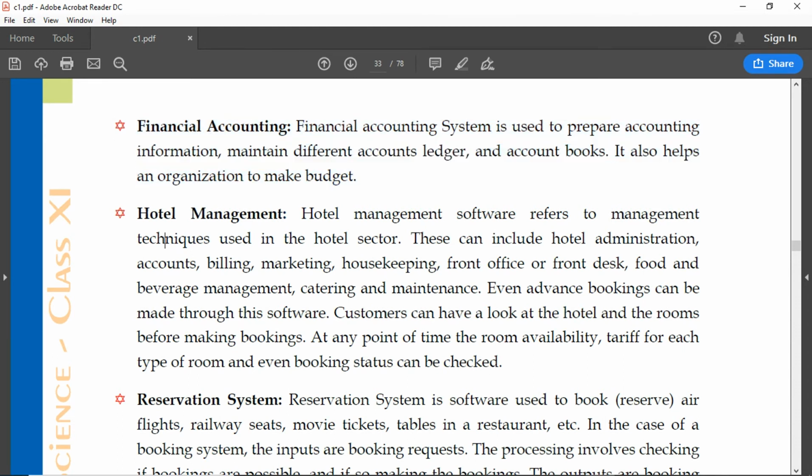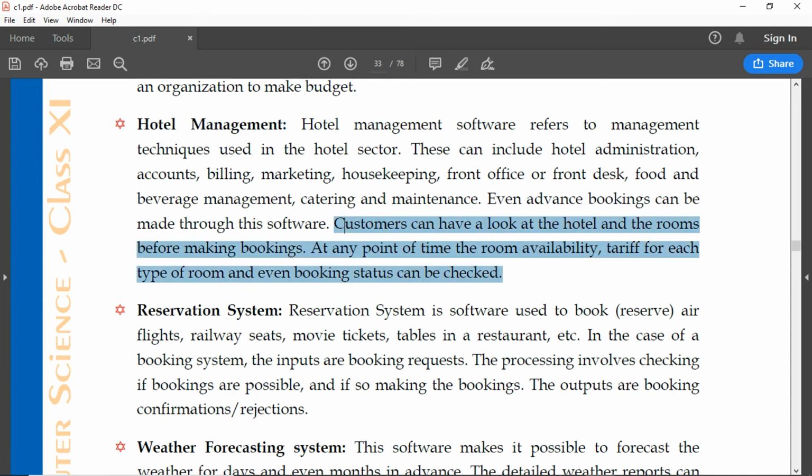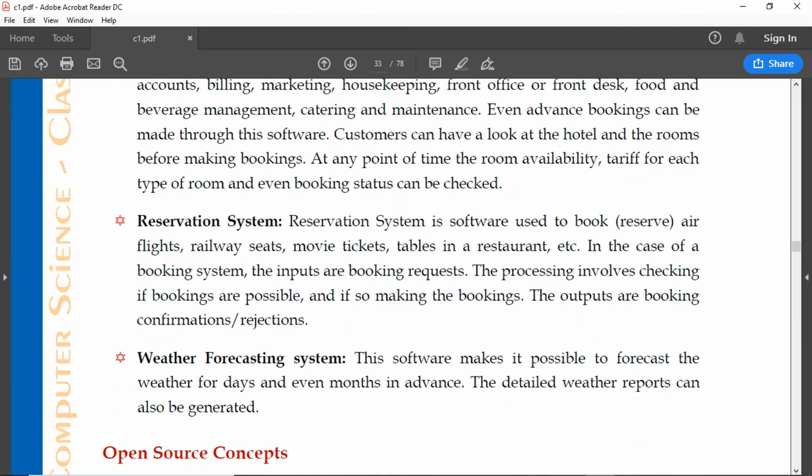Hotel management. Hotel management software refers to management techniques used in the hotel sector. These can include hotel administration, accounts, billing, marketing, housekeeping, front office or front desk, food and beverage management, catering and maintenance. Even advance bookings can be made through this software. Customers can have a look at the hotel and the rooms before making bookings. At any point of time, the room availability, tariff for each type of room, and even booking status can be checked.